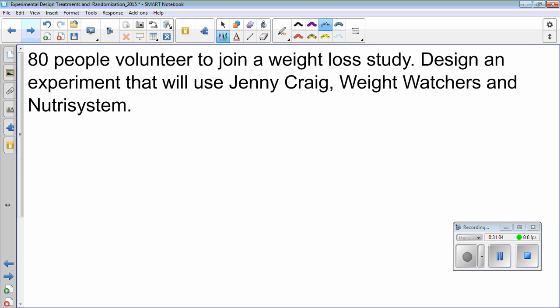So once you read the problem and write it down, the first thing I want you to decide is how many treatment groups we're going to have. More than 3. Maybe 4. There's at least 4. Okay. If we're going to block, there'll be more than 4. But there's at least 4 treatment groups.